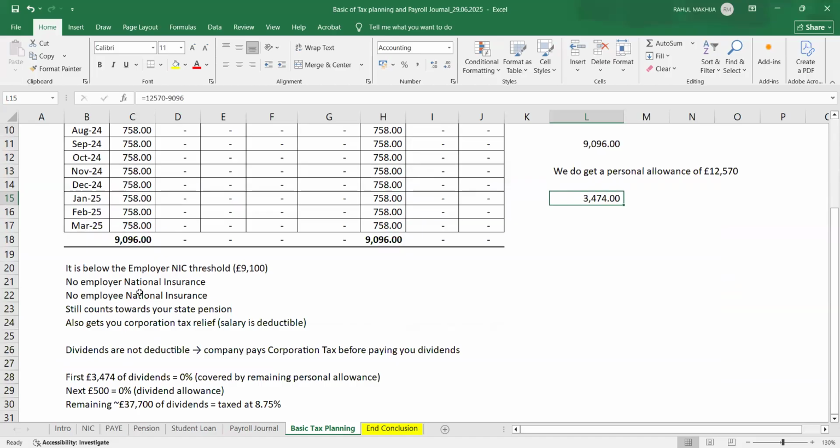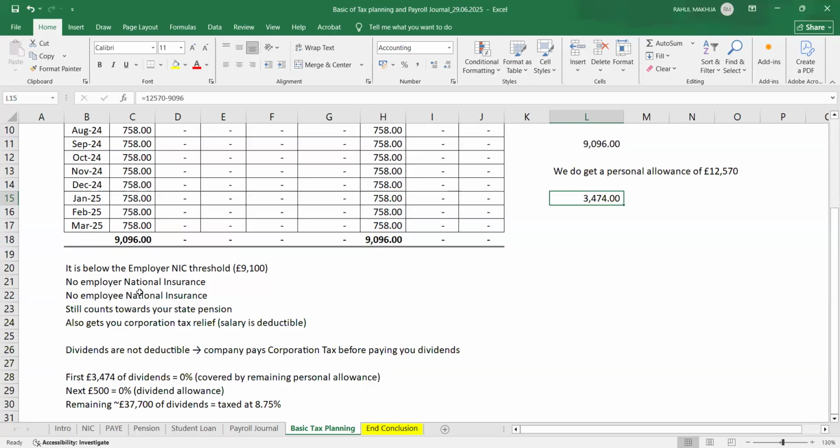So what are the benefits here? It is below the employer NI threshold, which is 9,100. No employer national insurance contribution, no employee national insurance, and it still counts towards your state pension. It also gets you corporation tax relief as salary is deductible, but dividends are not deductible. Remember that dividends are not deductible. Companies pay corporation tax before paying you dividends.